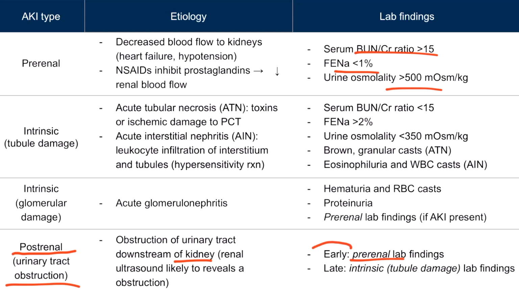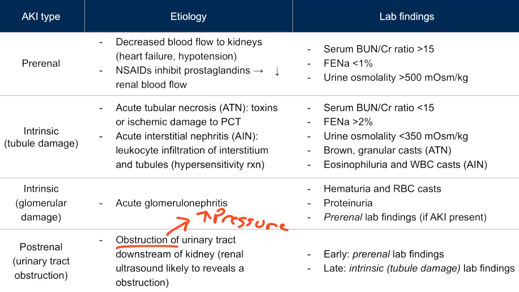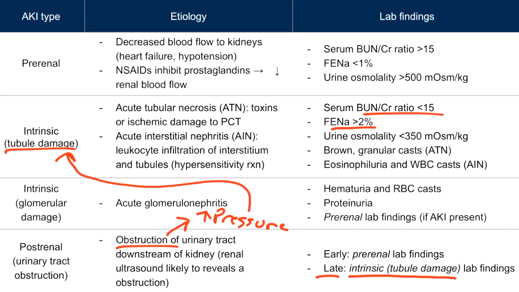And again, that's early. If the patient's condition isn't treated, then the high pressure in the renal tubules, because of that obstruction causing backed up pressure, then the tubules will eventually get damaged. So that means that the lab findings later in this disease will resemble those of intrinsic tubular damage injuries. So fractional excretion of sodium will be greater than 2%, BUN to creatinine ratio is less than 15, and urine osmolality is less than 350, indicating dilute urine, or you could say that the nephron is unable to concentrate the urine. Now, the reality though, these labs aren't the best way to determine if the patient has post-renal injury.